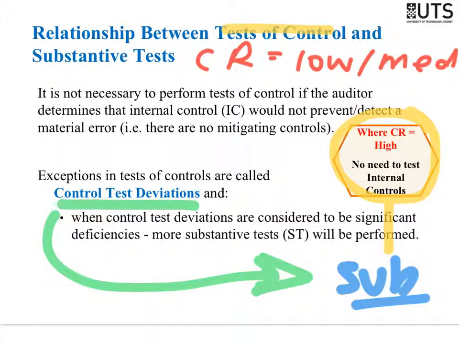We want to do controls testing as much as possible. Why? It's cheaper and easier because it's less detailed. So wherever we can do controls testing, we try to. But if we realize we're not able to rely on the controls because they're just not working, we're not going to waste our time. We're just going to shift our approach. Okay? It makes logical sense once you put it all together.